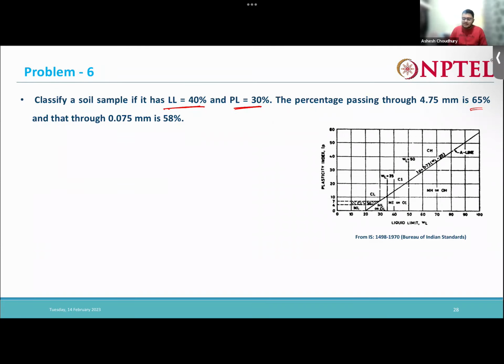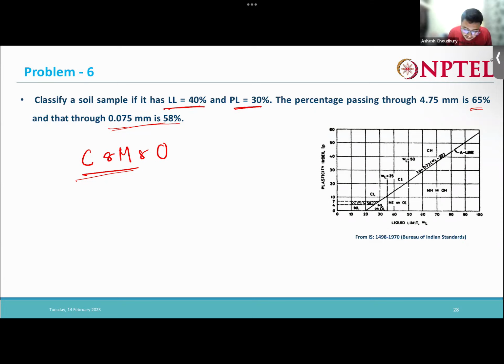Now, please tell me what kind of soil it is. Coarse soil or fine soil? Fine soil. Why fine soil? Because more than 50% is passing through 75 micron. So our soil is a fine soil. It will be either clay or silt, or organic. Mostly it will be clay or silt, C or M. Organic, if you don't look at the soil, you cannot say whether it's organic or not. So it will be clay or silt.